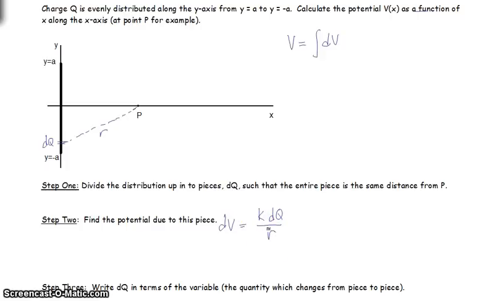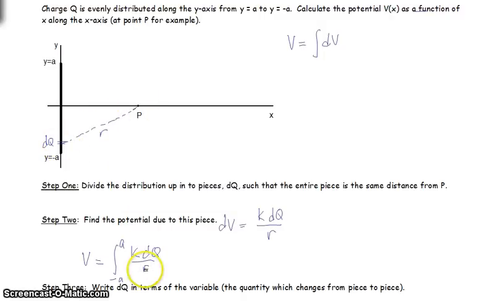The potential due to a point charge is kq over r. So we're going to treat this as an infinite number of little point charges lined up from negative A to positive A and add up the electric potential due to each little piece of charge, k dq over r. So our voltage is then the integral from negative A to positive A of k dq over r, where r is the distance from the dq to point P.